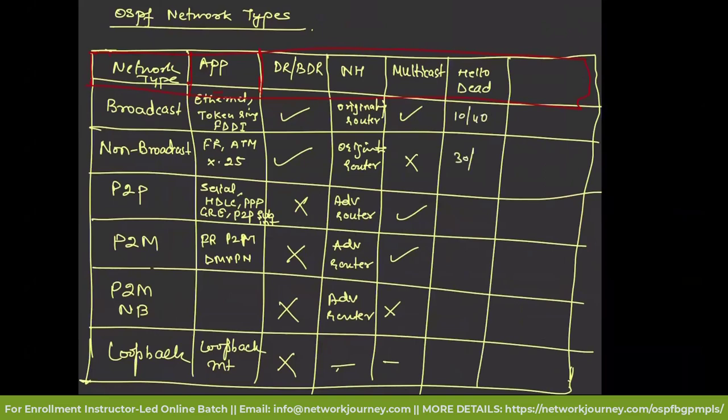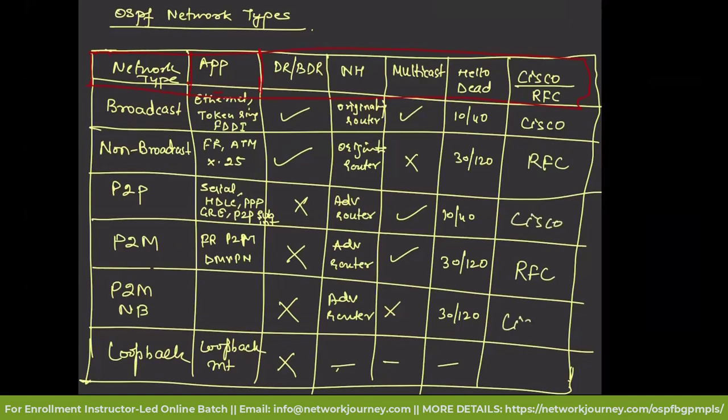Okay. So your hello time and dead time: 10, 40, 30, 120, 10, 40. Then here you will have 30, 120. And 30, 120. Okay. And lastly, Cisco or RFC standard. Okay, so non-broadcast is Cisco proprietary. Non-broadcast is RFC standard. Point to multipoint is RFC standard. Okay, then this is Cisco proprietary. Cisco. Okay, loopback, you can leave it.